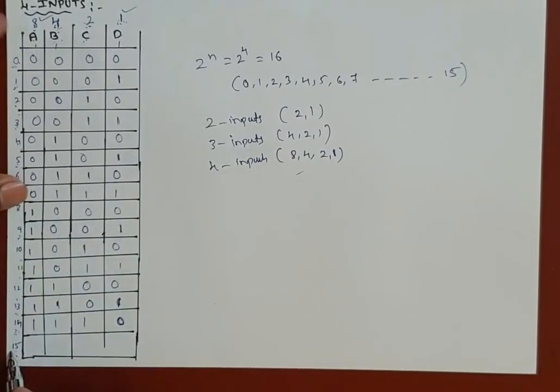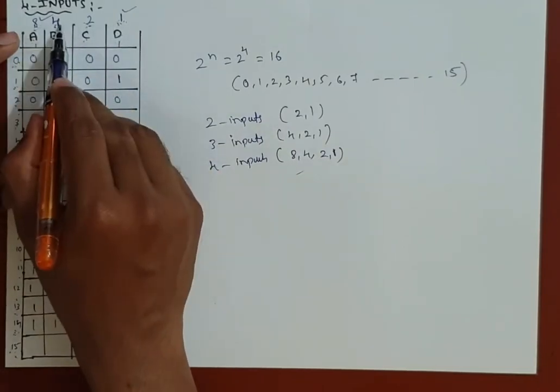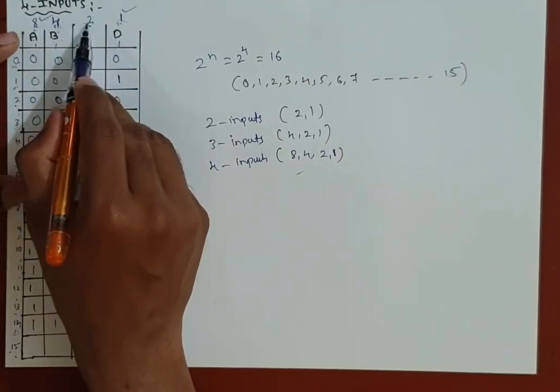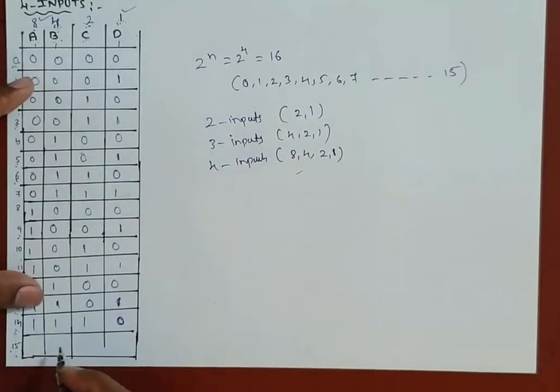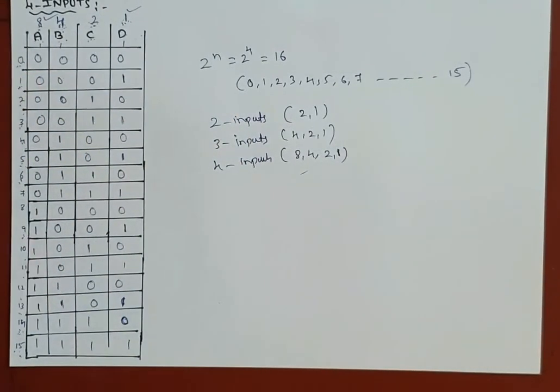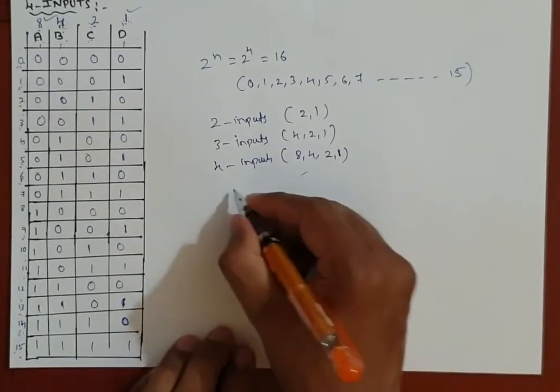Next we require 15. We don't have 15 here, but if I add all the numbers, 8 plus 4 is 12, 12 plus 2 is 14, 14 plus 1 is 15. It means I have to make use of all the columns A, B, C, D. So all the entries will be 1. And this is the procedure to find the combinations for 2 inputs, 3 inputs, and 4 inputs. In the syllabus we are having only up to 4 inputs.